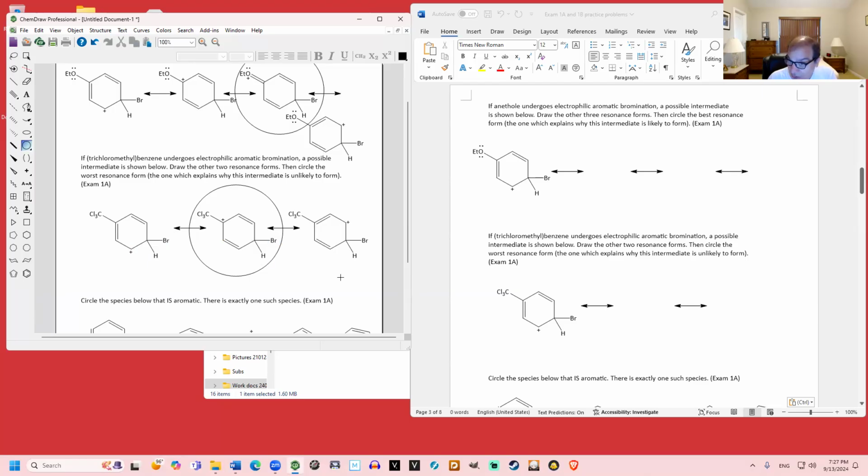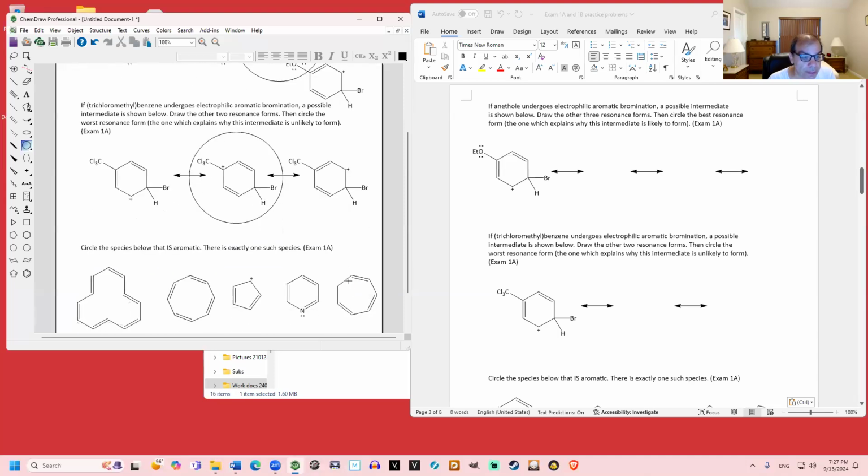It's not great if we do ortho or para substitution. It's not great with meta substitution, but at least with meta substitution, we're never putting the plus charge right next to an electron poor atom. So that one is the worst resonance form.